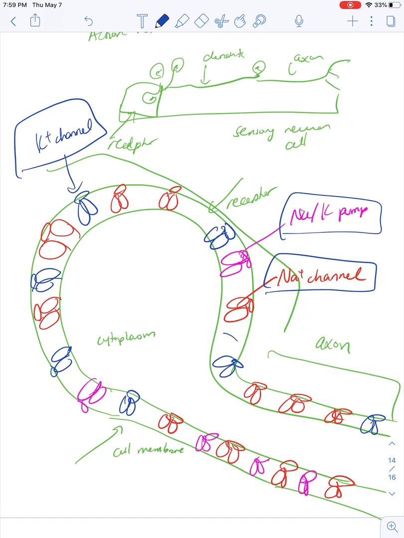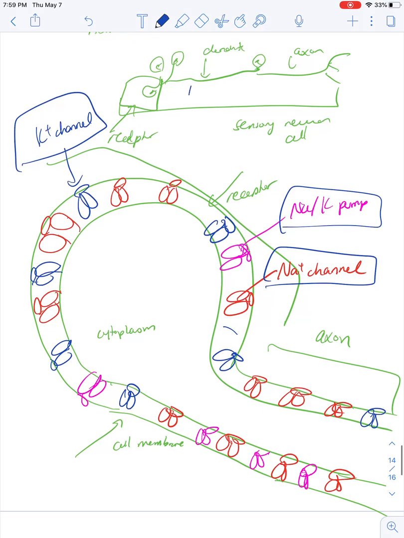Now, a neuron is in either of 2 states. It's either at rest or it's being stimulated. Your neurons are not always stimulated. Most of the time, your neurons are at rest. Right now you're sitting down, you're not feeling any pain, you're not tasting anything unless you're eating, and you're probably not feeling hot or cold, right? Because right now your neurons are at rest, they're not being stimulated.